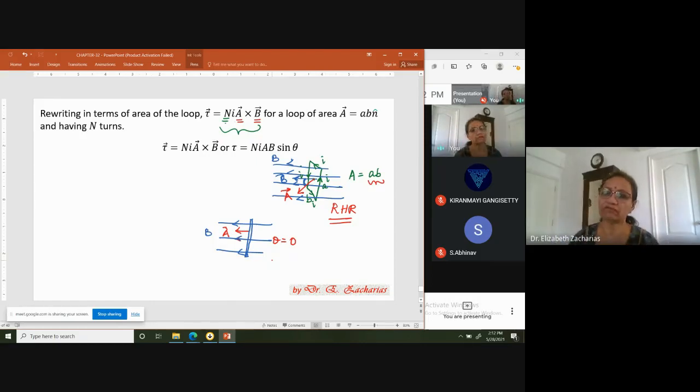So whenever a problem of this kind is given, when theta is defined, see what is theta. Are we talking about the angle between area vector and magnetic field, or is it between the plane and the magnetic field? If it is between the plane and the magnetic field, convert it into the area vector and the magnetic field. It will be 90 minus that angle. You'll get it. Okay.